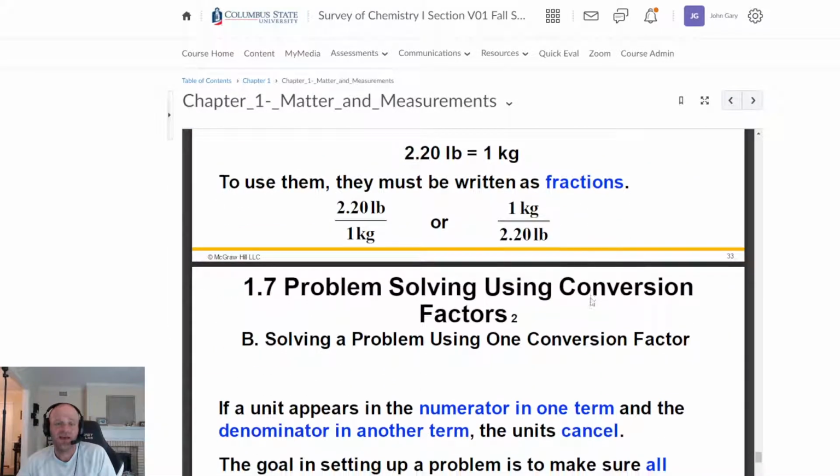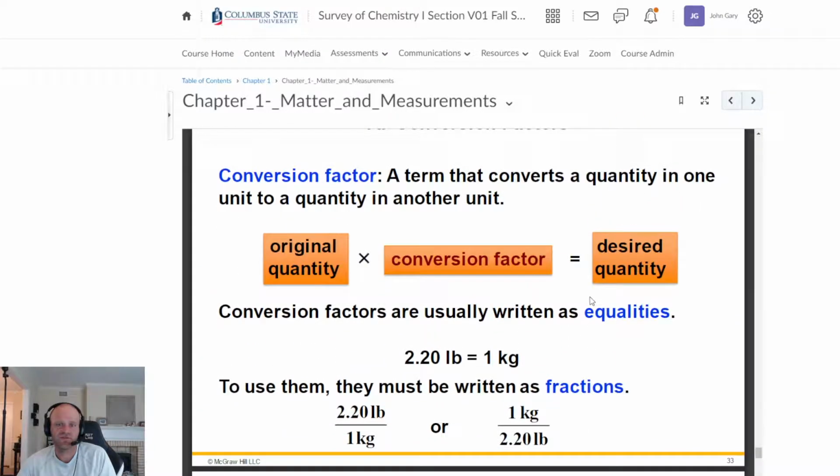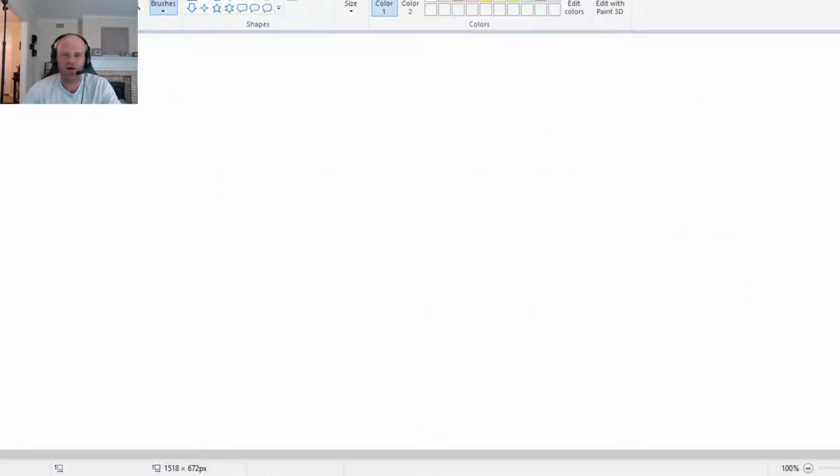Alright, so now we have conversion factors. I've included some good videos on Cougar View about conversion factors. With me not having my paint program, or my iPad, excuse me, it makes it difficult for me to write out all these conversion factors. So a conversion factor is just a way to set up a problem where you multiply to cancel.